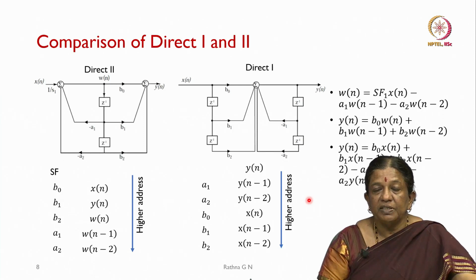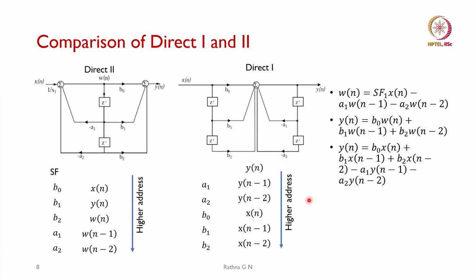So, we have seen the different structures. Here we are going to see my direct form 2, which we derived in the last class. The coefficients are B0, B1, B2 and A1 and A2, and then x of n, y of n, w of n, w of n minus 1 and w of n minus 2. These are the parameters I have to store.